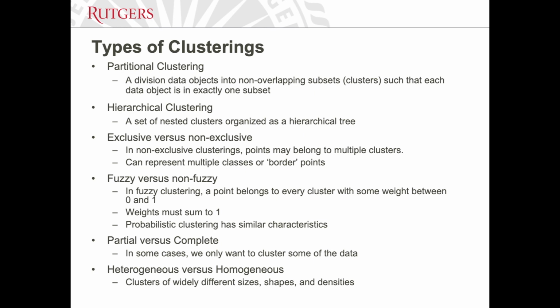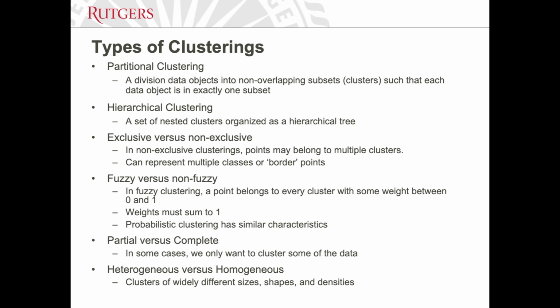There are also other types of clustering, such as exclusive clustering. It assigns each object to a single cluster. Non-exclusive clustering means objects can simultaneously belong to more than one group. Fuzzy clustering means every object belongs to every cluster with a membership weight between 0 and 1. 0 means absolutely doesn't belong. 1 means absolutely belongs to that group. Complete clustering assigns every object to a cluster. Partial clustering assigns only some objects to a cluster.